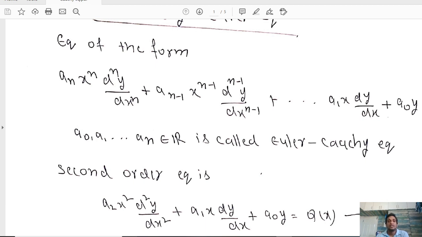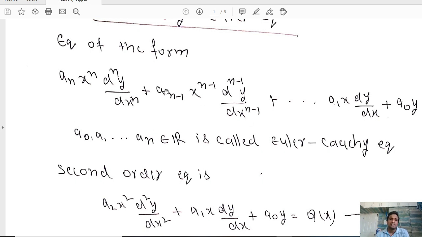The equation of the form an x power n dn y by dx n, that means the derivative of n times, plus an minus 1 x power n minus 1 dn minus 1 y by dx n minus 1, and so on, a1 x dy by dx plus a naught y is equal to q of x. Here a0, a1, up to an are all real numbers. A differential equation of this form is called the Cauchy-Euler equation.